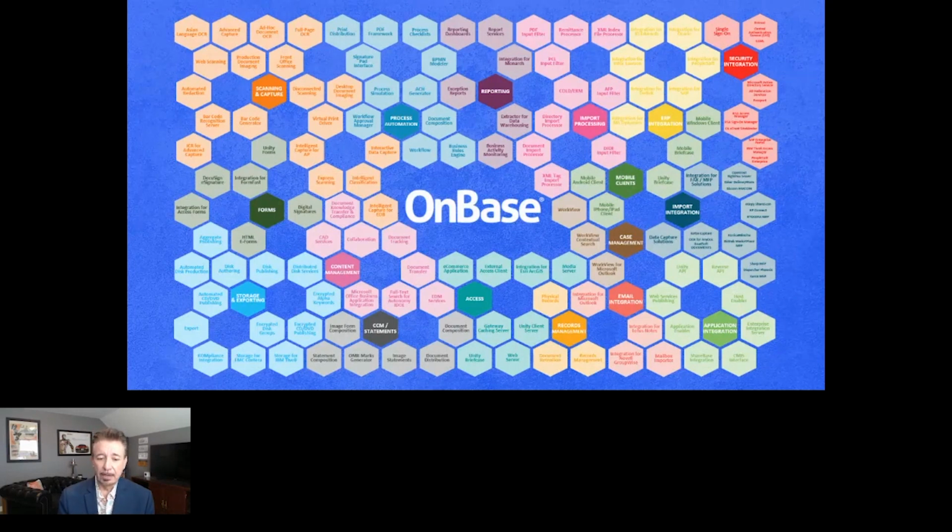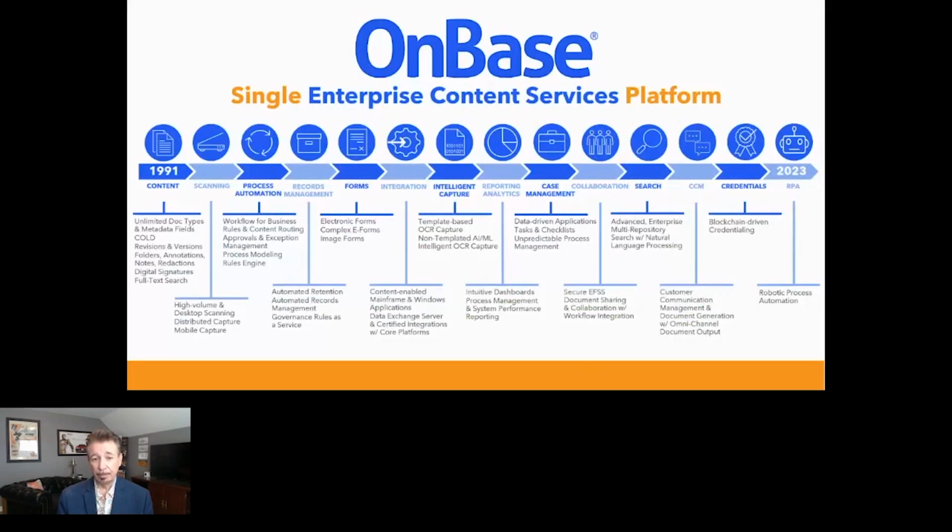The problem is, again, it was complicated. And OnBase has grown since that poster came out. They've added things like advanced search and customer communication management and blockchain and RPA. So this modular model wasn't getting any simpler. This is where Simplified came in.